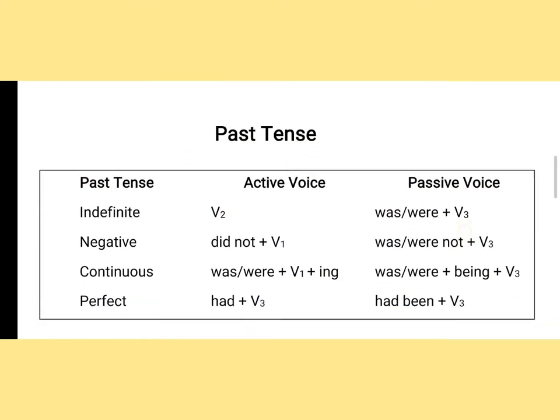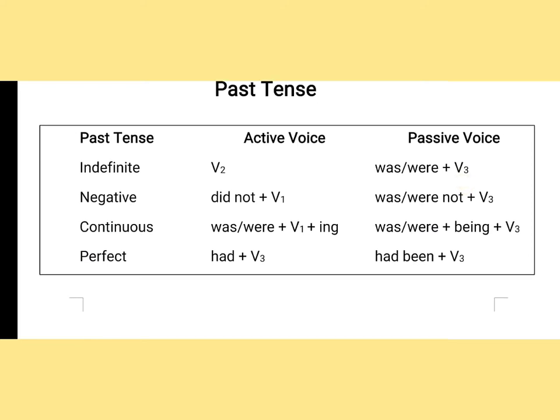So students, if we have an active form in a past tense, how can we make a passive voice from the active form? Here, as you are seeing, first of all I made three columns. First is past tense, second is active voice, third is passive voice. In past tense you can see that there are four: indefinite, negative, continuous and perfect.